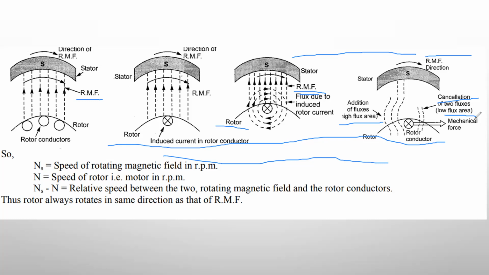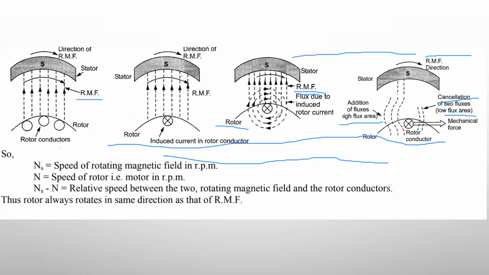But it cannot attain the rotating magnetic field speed, the RMF speed, because it is always less than that speed, because there should be a relative speed difference. Initially, it is lost in the slip. When there is an equal speed, it cannot rotate. So there should be a difference. So these low flux areas will get cancelled.